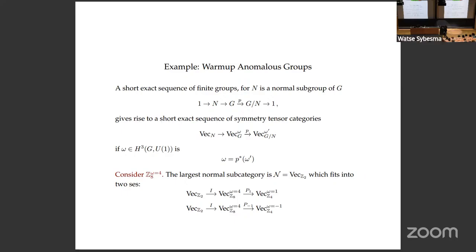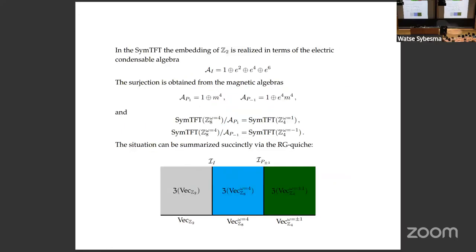So if we take, for example, Z8 with anomaly class 4, so this is the class 4 in H3 of Z8 with U(1) coefficients, then there are actually two sequences that both have the anomaly-free part being a Z2, and then the projection is a Z4 with anomaly 1 or anomaly -1. And if you package this back into the SymTFT, it just means you get these kind of pictures. And indeed, there are two types of interfaces here that go to Z4 with ±1 anomaly.